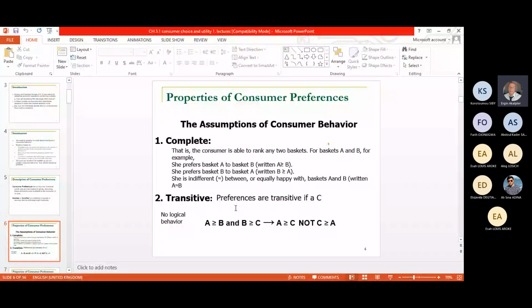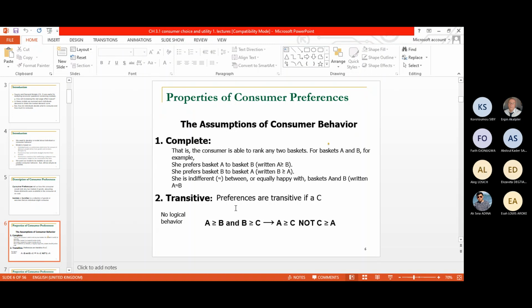If she prefers basket A to basket B, we write A is greater than or equal to B. If she prefers basket B to A, we write B is greater than A, or equal. And if she is indifferent, with no preference between the two, then we suppose she is equally happy with either A or B, and we say she is indifferent.